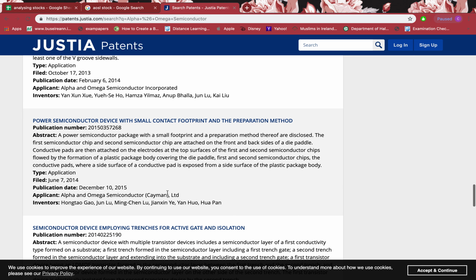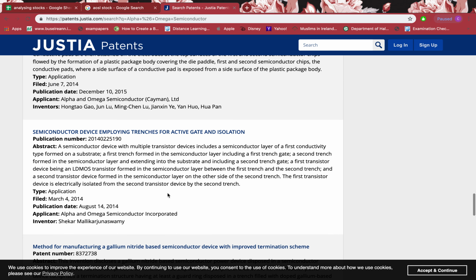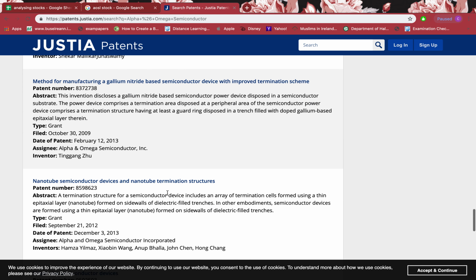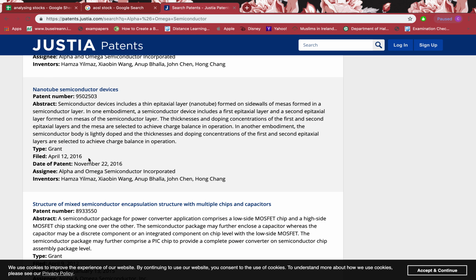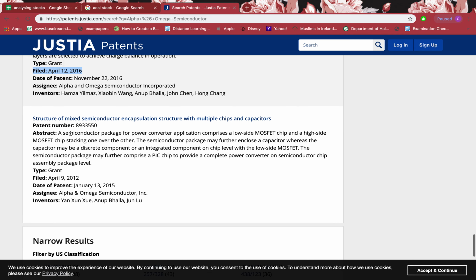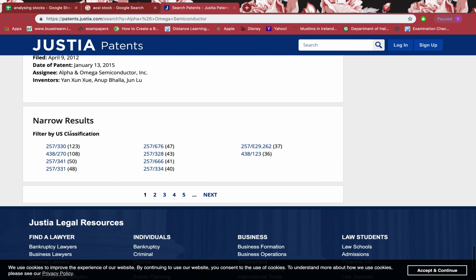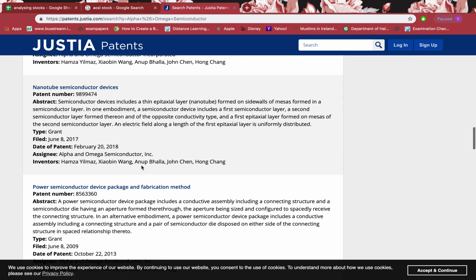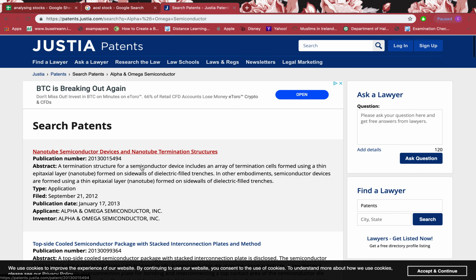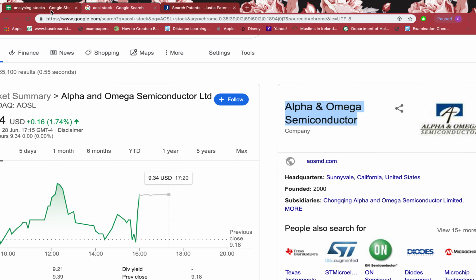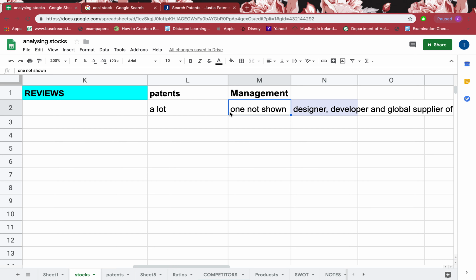And I'm interested to know if they have recent patents in 2015, 16, 17, 18, 19, because it means that they're still innovating, they have a competitive edge, they have a moat, and they are strong, because patents give you a competitive edge. The more patents they have, the better, and you need to find out if they have recent patents, because are they still innovating or have they just stopped innovating? That's very important. So it shows it's very good.